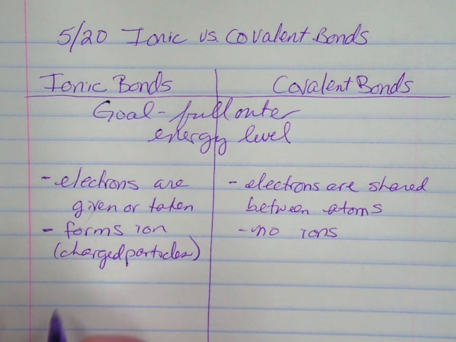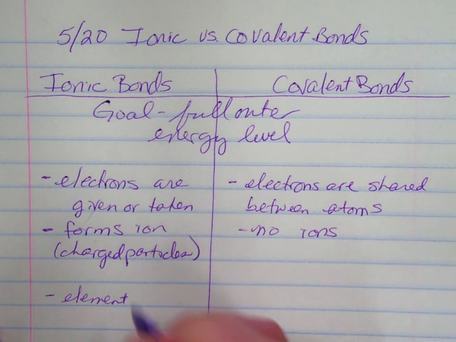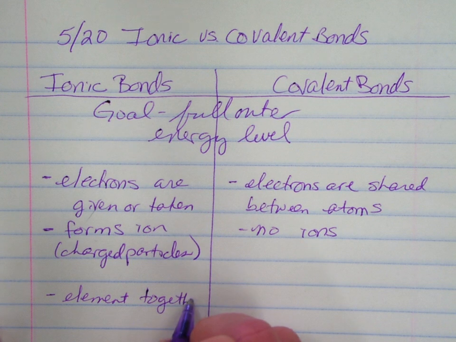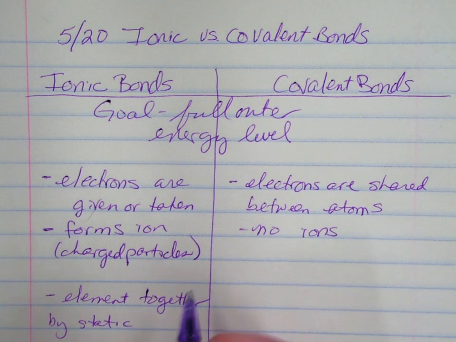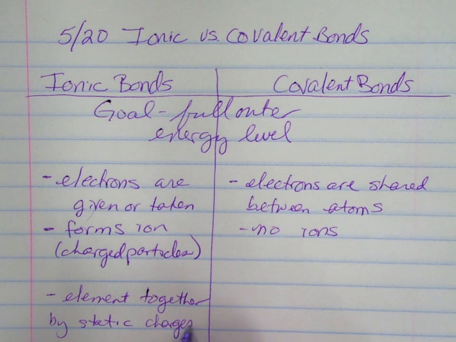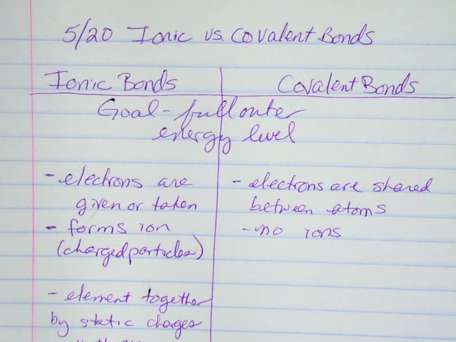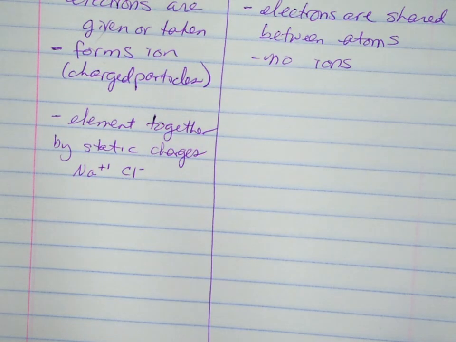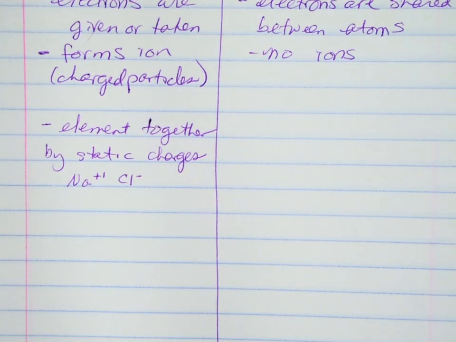So with ionic bonds, the elements are held together by static electricity, by the attraction of positive and negative charges. By static charges. So if I have sodium, which wants to give away an electron, and chlorine, which wants to take an electron, I have a positive, I have a negative. They want to get together.